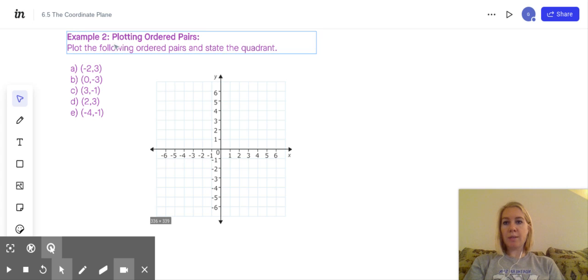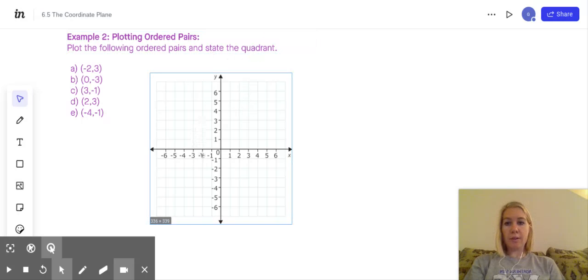All right, let's go over example 2, plotting ordered pairs. And this is part of chapter 6, section 5, the coordinate plane. The directions say to plot the following ordered pairs and state the quadrant. Okay, so down below here we have our coordinate plane. Notice there's nothing plotted on there yet. That's because we get to plot the ordered pairs.